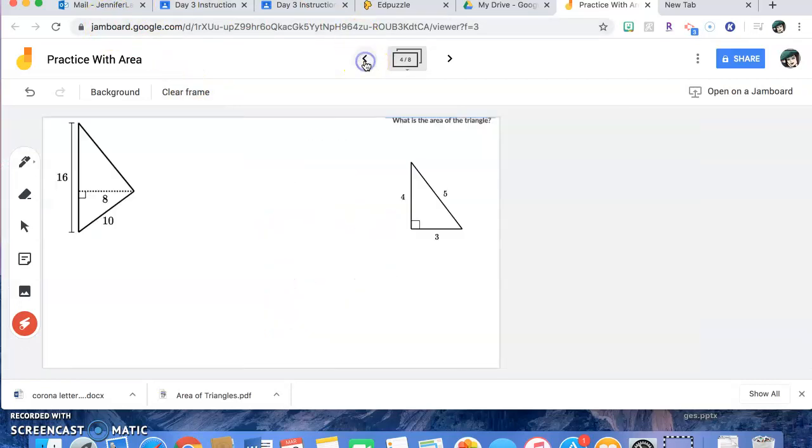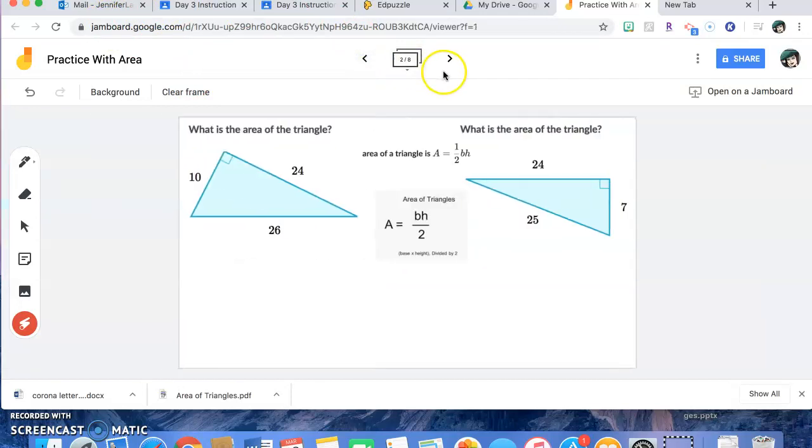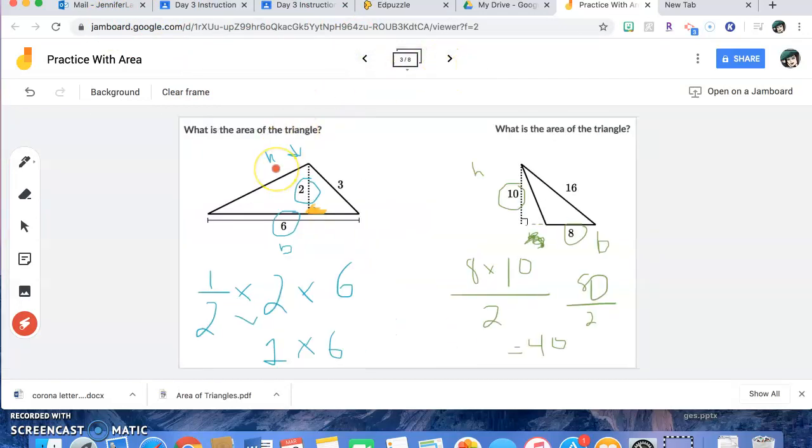Okay, just a couple more problems. Let's look at these two. So I have a little bit different of a triangle here. First thing I need to do is find my perpendicular lines. In this case, you see I circled the 2 and the 6. My right angle is here. So what two lines form that? This line going straight up and then the line on the bottom for the 6. So that means 6 and 2 are your base and your height.